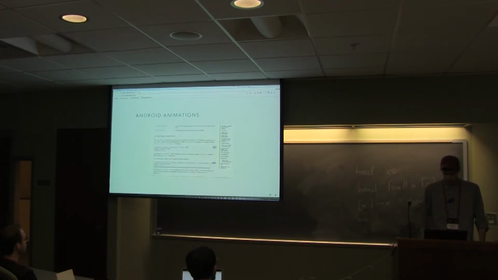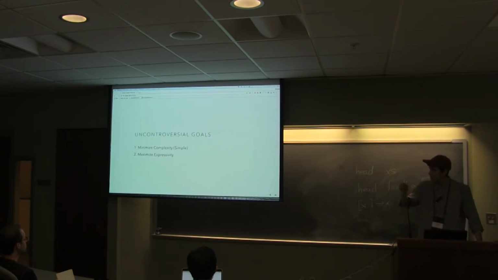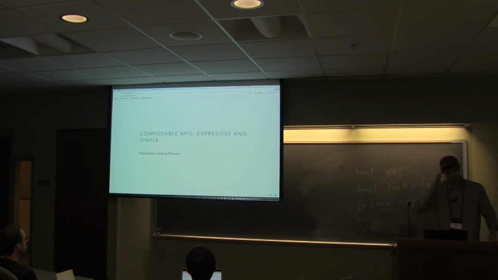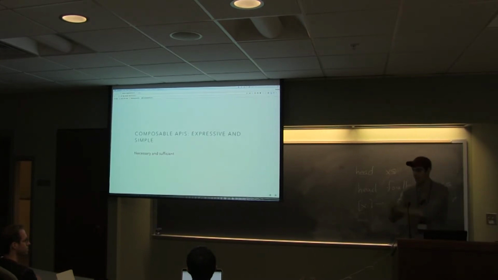So if we think about our goals, it would be nice if we could get something that was simple but still expressive enough to do something interesting. I'm just going to assert this, and I'll motivate it: composable APIs are ones that are expressive and simple. What is a composable API? Well, if you have some type, and you perform an operation on that type, and it gives you back that same type, we say it's composable.